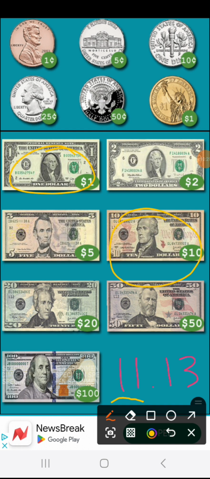Oh, now I get it. Okay, and then 13 cents. How you going to make 13 cents? Well, I'm going to get one dime and then three pennies, okay? So does that make sense? Okay, now I ain't going to change nothing about this. Now show me how you're going to get $11 and 13 cents. I will get a $10 bill plus a $1 bill.